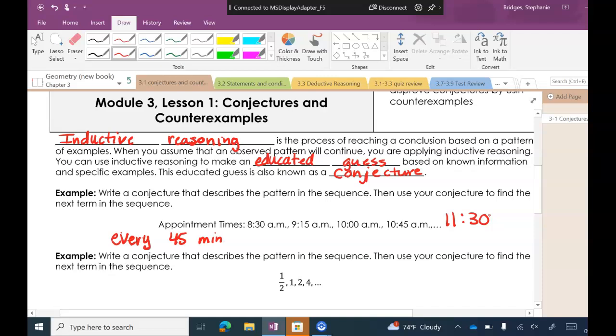See if you can come up with the next one. It says, write a conjecture that describes the pattern in the sequence. Then use that conjecture to find the next term. You start with 1/2, then you go to 1, then you go to 2, then you go to 4. What are we doing to get from one term to the next? Don't say it out loud yet. I want everybody to have a chance to look at it and think about it. So write in words what you're doing to each term. And then tell me what you think the next term is going to be.